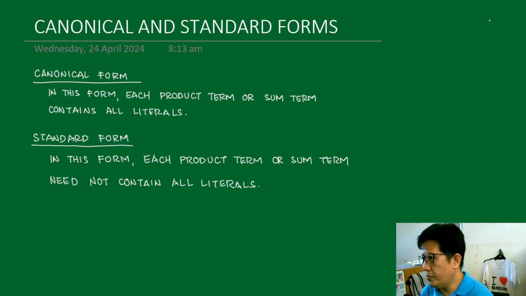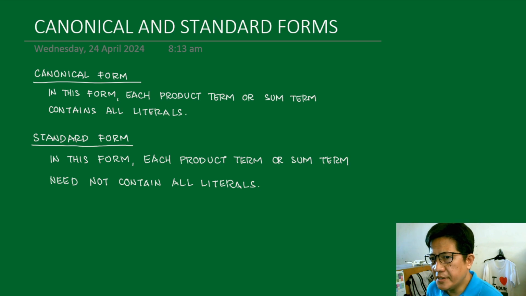For standard form, in this form, each product term or sum term need not contain all the literals. So it is not required to have all the variables present in the truth table in the Boolean function.